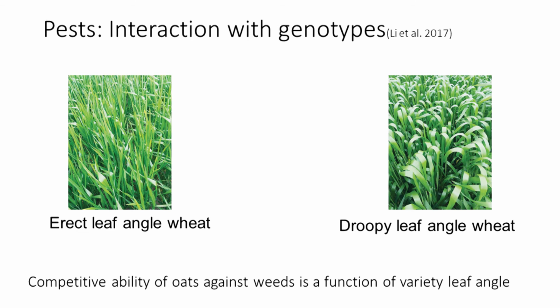We know varieties will differ in what we call the canopy architecture, or the leaf angles of those crops. And which one do you think would be more competitive against weeds? Okay, well, if you guessed the droopy leaf angle, you're correct, right? Those crops with the droopier leaf angles are going to shade weeds much more effectively and reduce their competitive ability. The flip side of that is those droopy leaf angle varieties will also shade their crop neighbors. So they ought to be planted probably at a lower density.